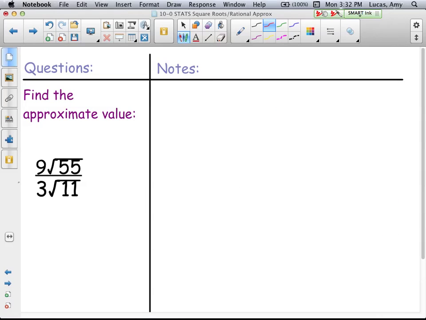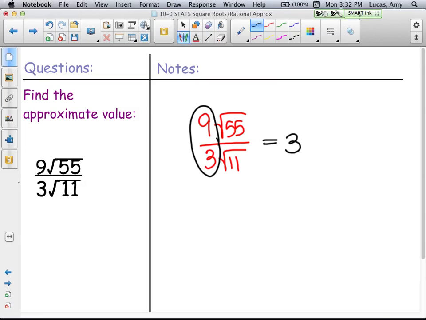Okay, dividing. These I actually think are easier. Dividing is usually harder, but not so with these square roots. If I divide 9 by 3, I get 3. And then if I divide the square roots, I get 5. So now I can approximate my answer.